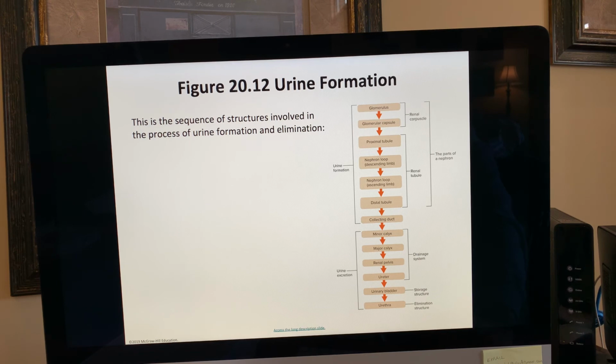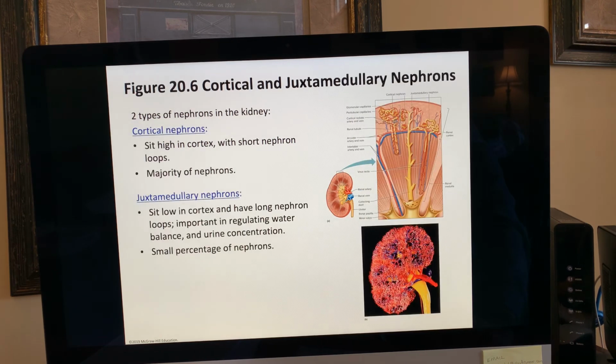And this again describes the flow of fluid through the nephron. The nephrons can consist of two different types. Most of the nephrons are what are called cortical nephrons. Cortical nephrons sit near the outer aspect of the cortex, and their loops of Henle, or their nephron loops, only dip a little bit into the medulla.